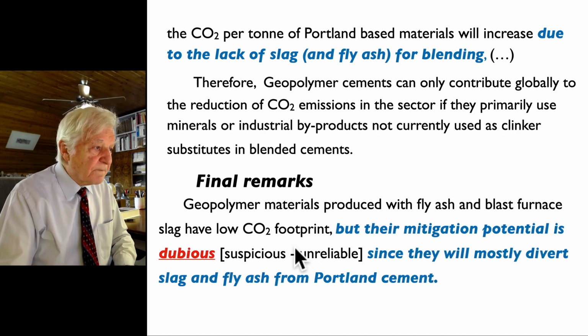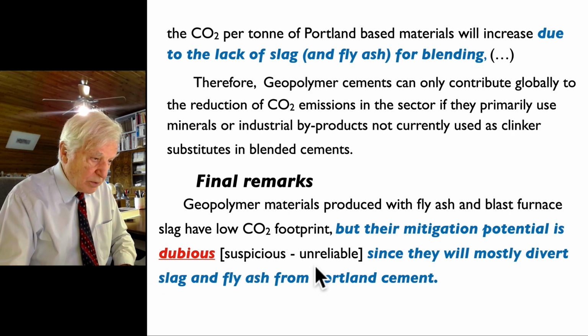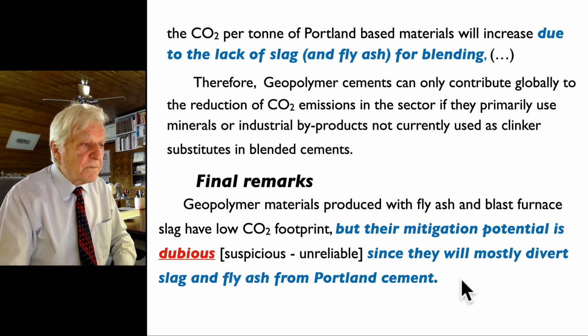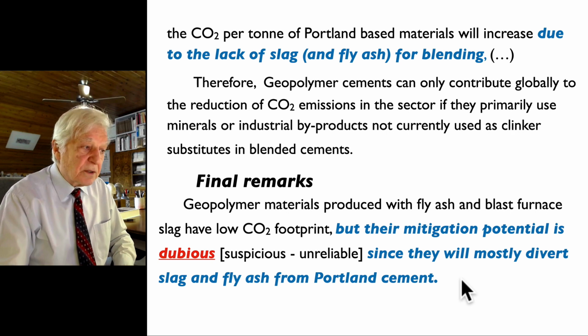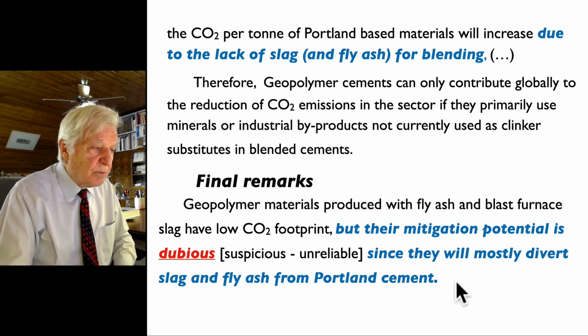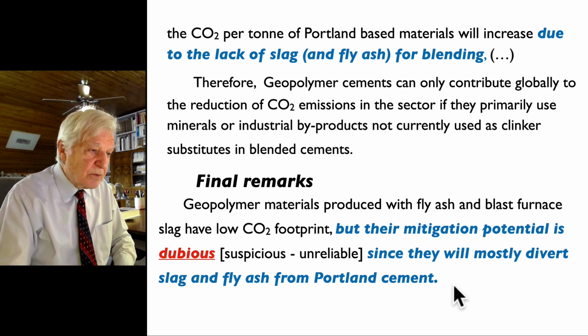Final remarks. Geopolymer material produced with fly ash and blast furnace slag have low CO2 footprint, but their mitigation potential is dubious, that is, suspicious, unreliable, since they will mostly divert slag and fly ash from Portland cement. So, the strong lobby of Portland cement is working at the United Nations Environmental Programme in order to stop the development of geopolymer cement.